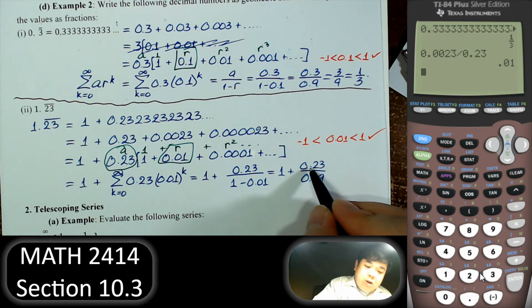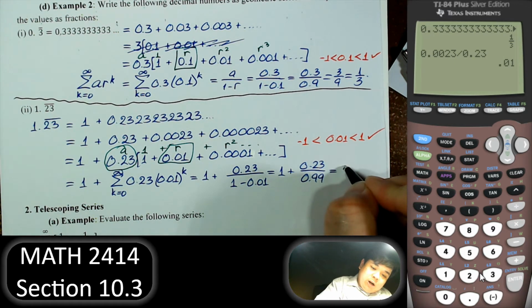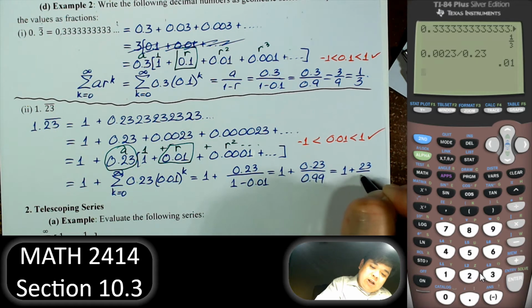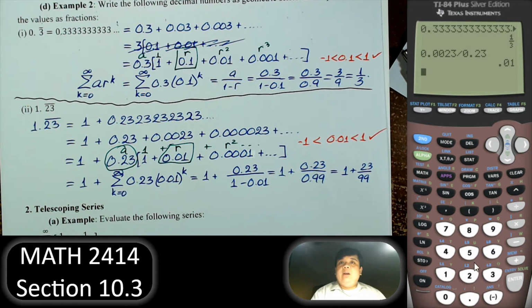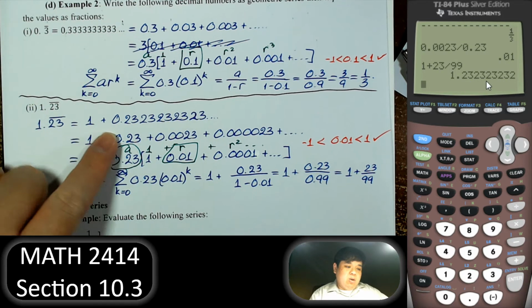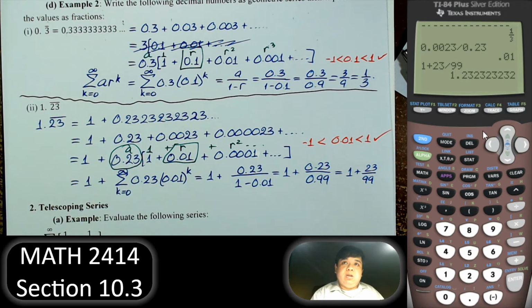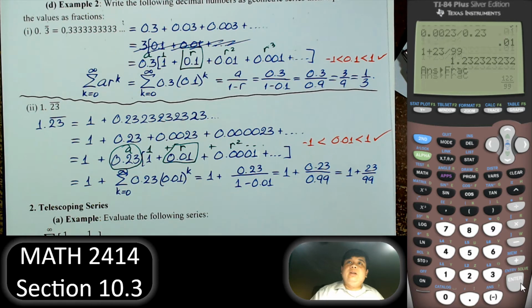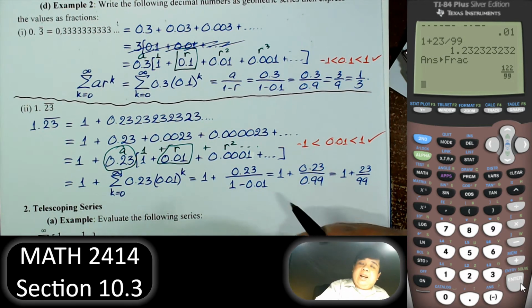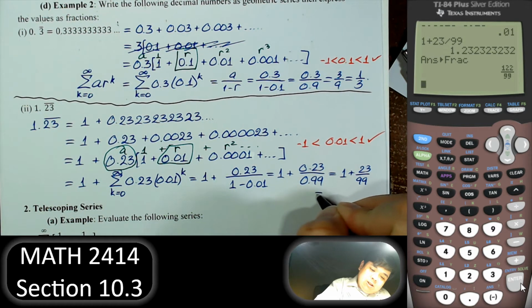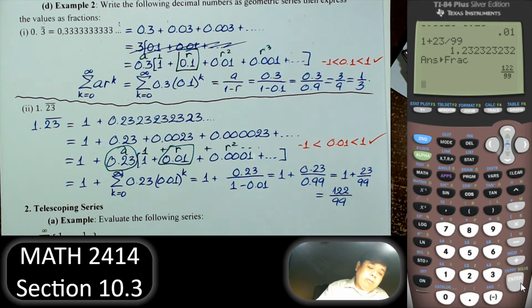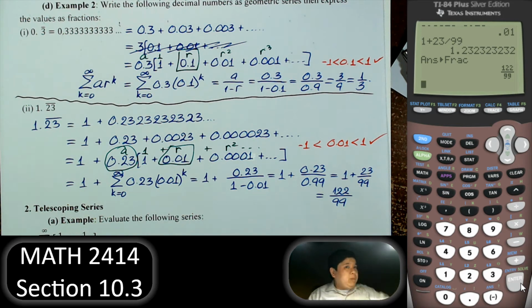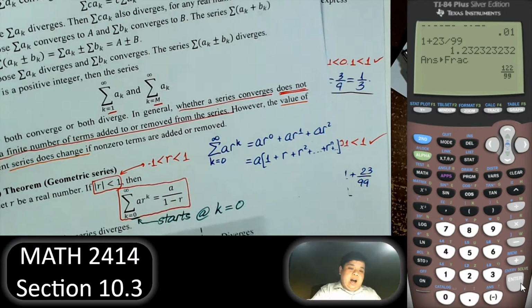And move the decimal place to the right, we have 1 plus 23 over 99. Of course we have those numbers, but we convert to a fraction, and we have 122 over 99. Right, so that is the geometric series given in this form.